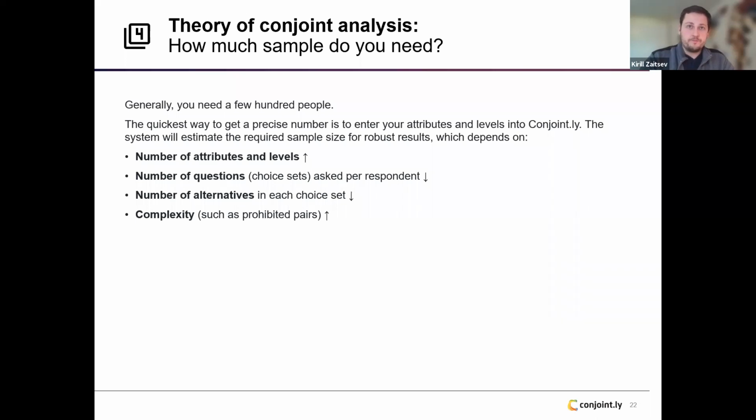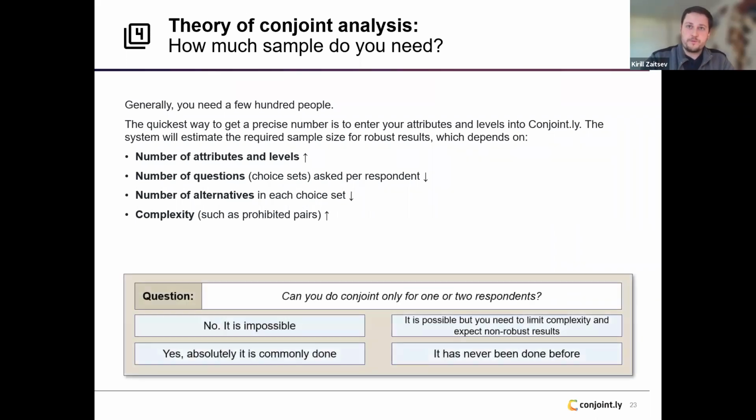Another question here, can you do conjoint for only 1 or 2 respondents? So this is a little bit of a trick question, but the options here are no, it's not possible with limited complexity, yes, it's commonly done, or it has never been done. So I'll think about that for a moment.